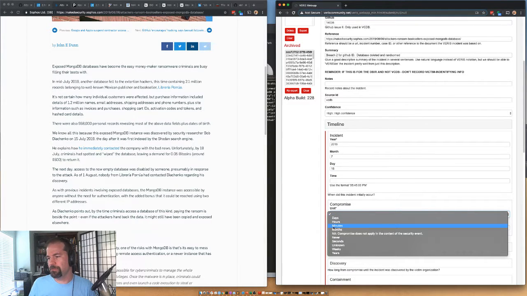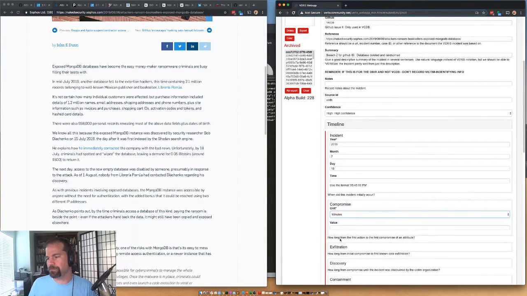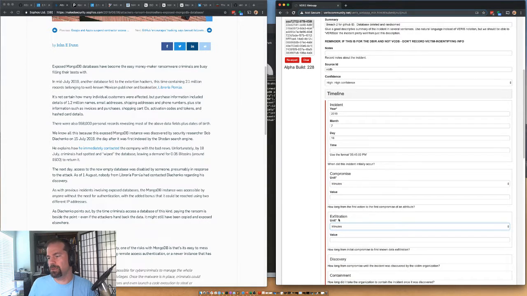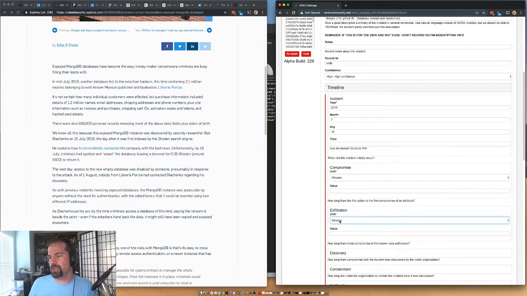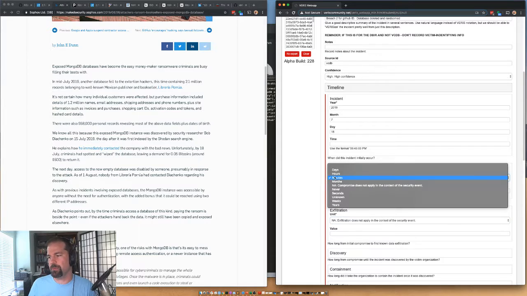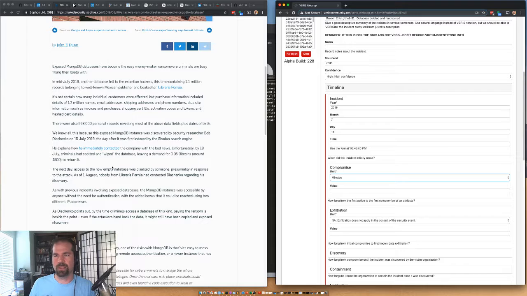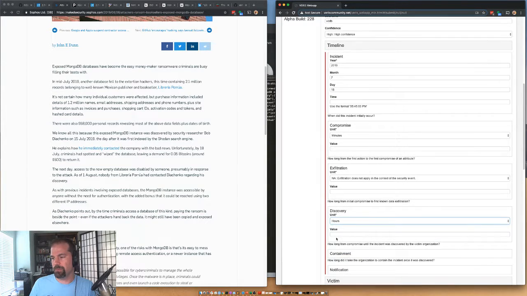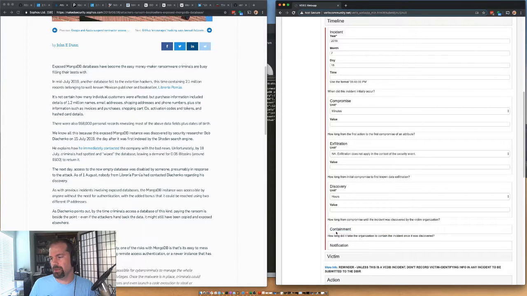Compromise again, probably the same way. Minutes. May have taken... See, in this case, exfiltration didn't happen, but compromise probably took... Yeah, we'll leave it at minutes, but they did have to download this entire database, and that could have taken some time. Discovery should have been hours at best because they deleted the database. Containment is, in this case, unknown.